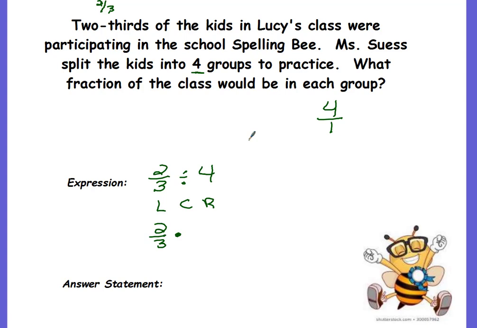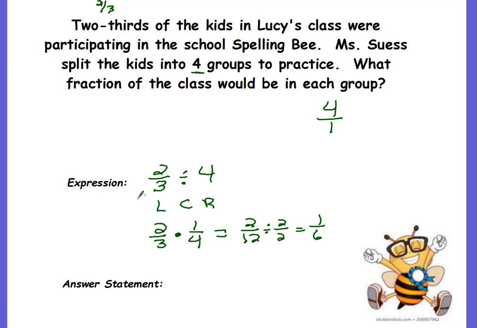Mixed numbers you're going to have to rewrite as fractions. In this case, any whole number can be written in fraction form by putting it over 1. And the reciprocal of 4 over 1, we just flip it. It becomes 1 over 4. Now we have a multiplication problem. 2 times 1 is 2. 3 times 4 is 12. We can simplify. They're both even, so we divide by 2, and we get 1/6.